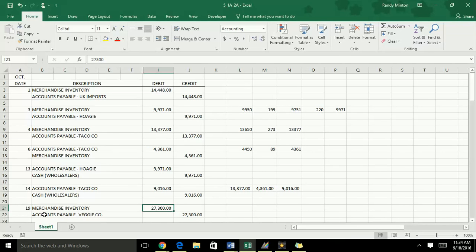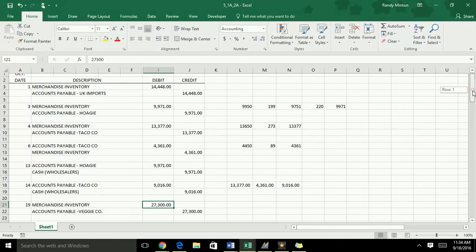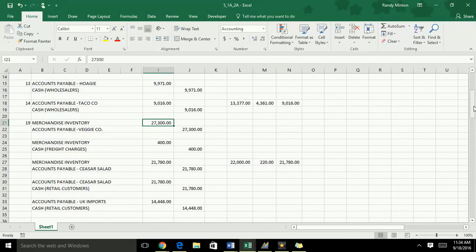Okay? So at this point, we're just going to record the gross. We don't know what the freight is yet because we haven't been billed for it. We have a debit to merchandise inventory because merchandise inventory is going up. And we have a credit to accounts payable Veggie, and it's going up as well. Okay, the liability is increasing along with the asset.